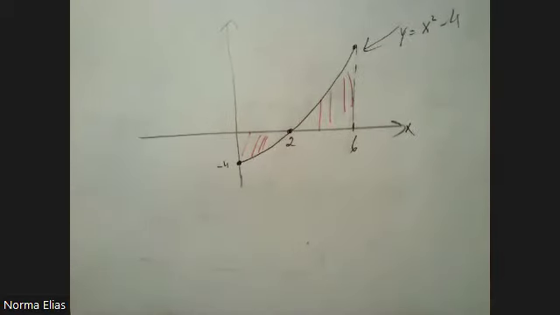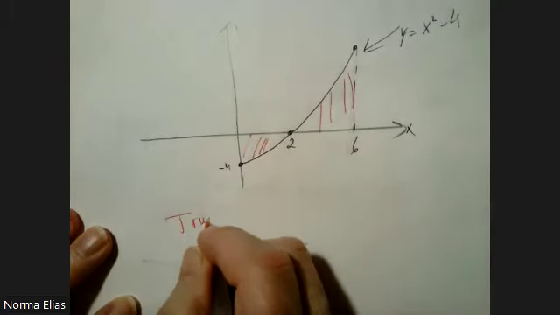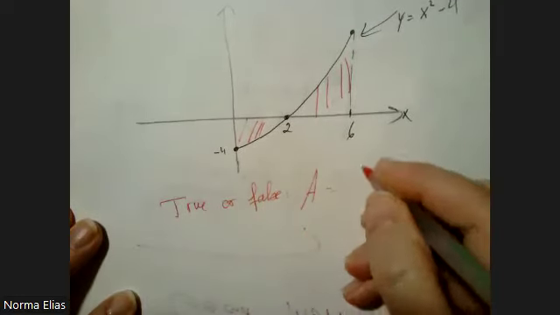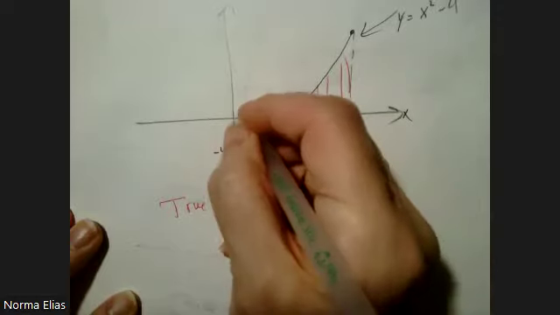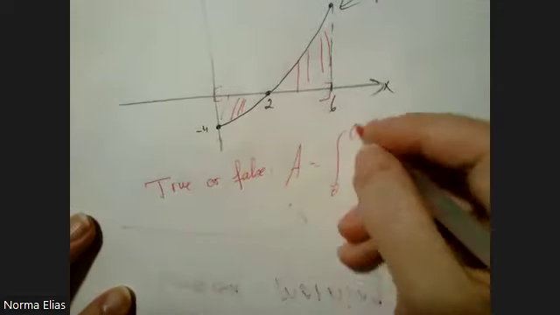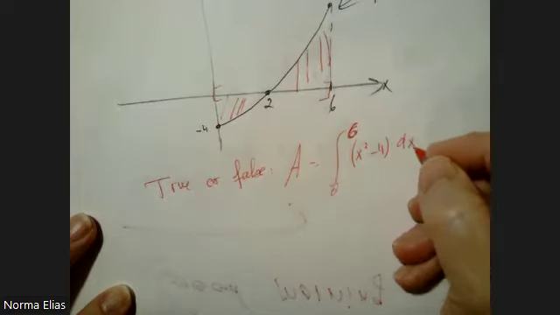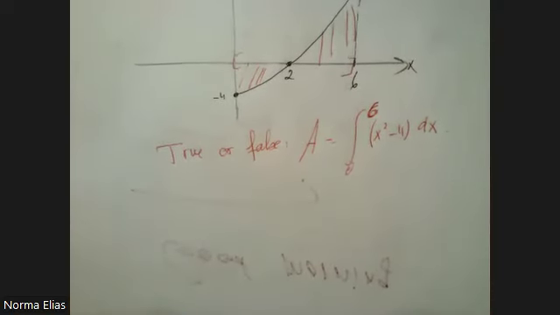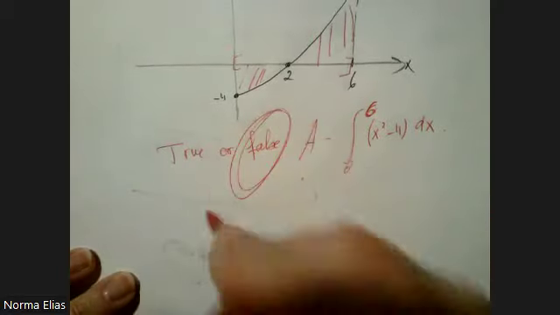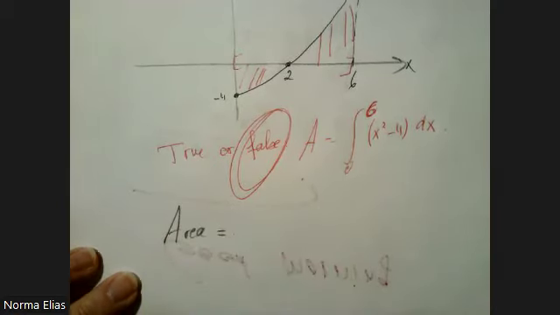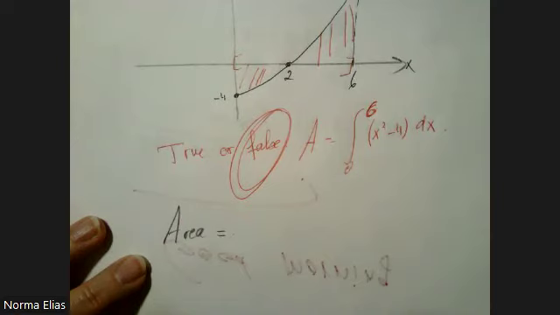So question, is this true or false? Because basically we have the same. The area is the integral from 0 to 6 of x squared minus 4 dx. True or false? I thought it was false. This will be absolutely false. This is absolutely a false statement. How would you find the area? Remember, the integral is the signed area, it's not actually the area.